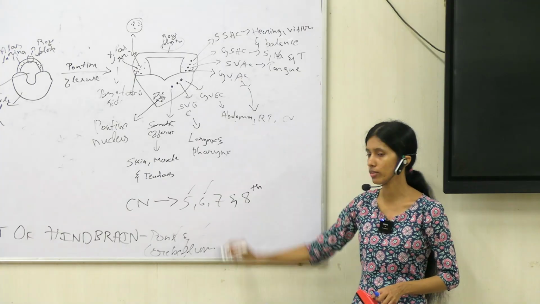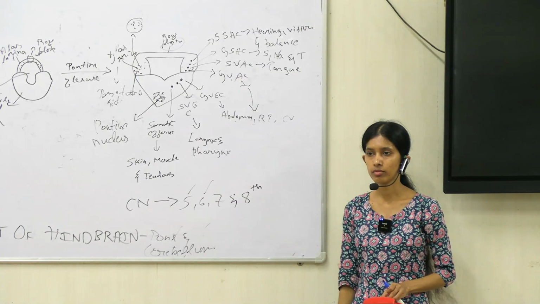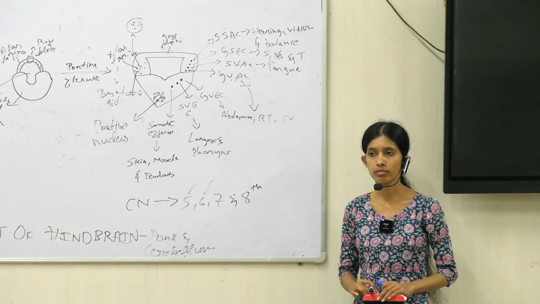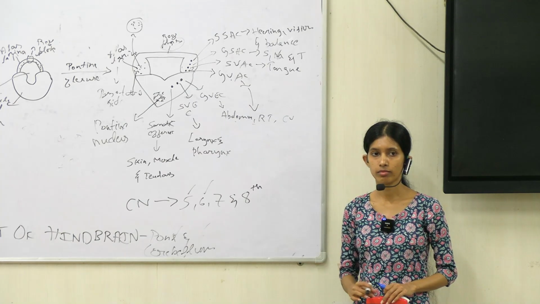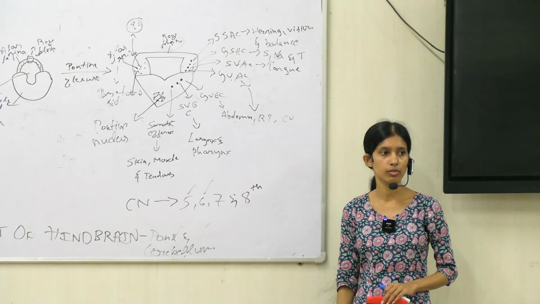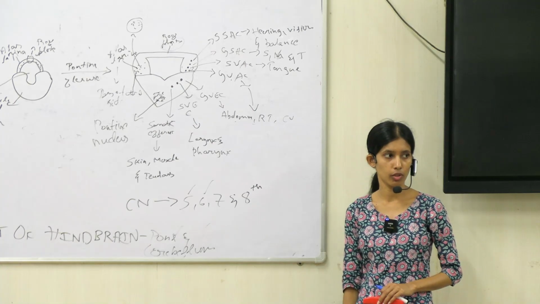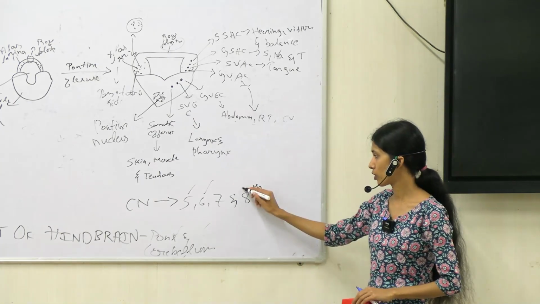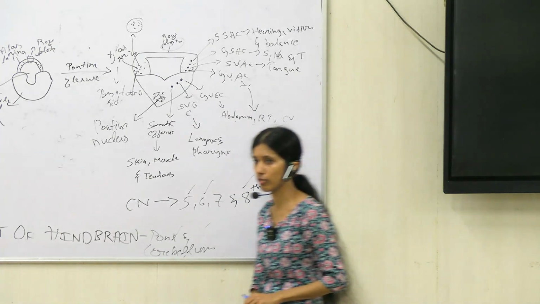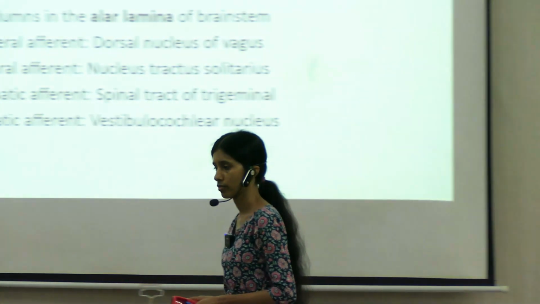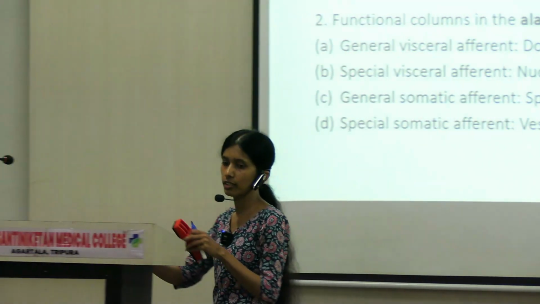What about the 6th one? Which one is the 6th cranial nerve? What about the 7th cranial nerve? And the 8th one? Vestibulocochlear. Okay. So which nucleus can be seen in the vestibulocochlear cranial nerve part? What about the 7th cranial nerve then?